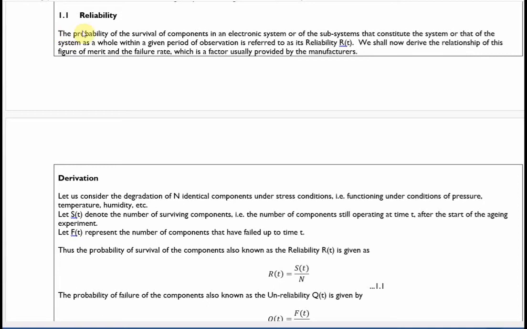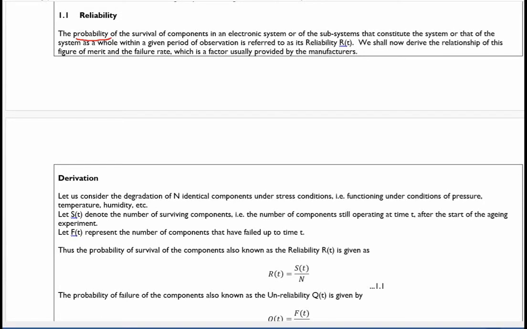By way of starting, we say reliability is the probability of the survival of a component in an electronic system or subsystem. Within a given period of time, you observe your system or your component, and see how likely it is to fail, or I mean how reliable the system is within a specified period of time. This is what we refer to as reliability. And mind you, it is probability.